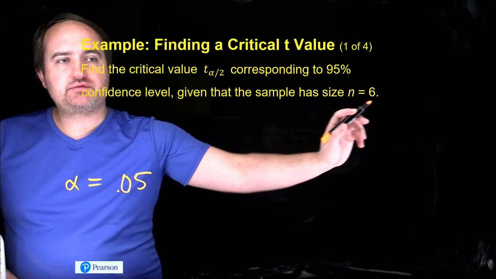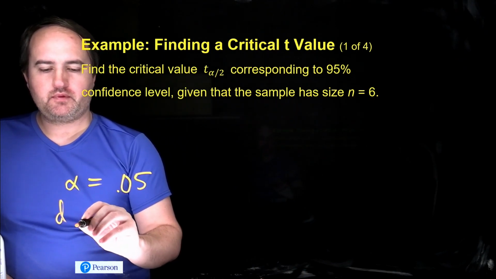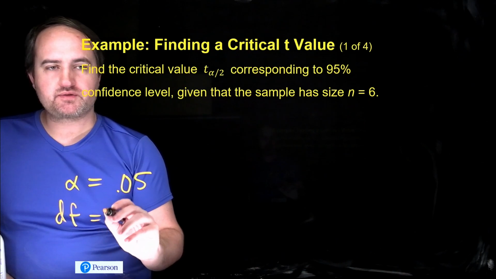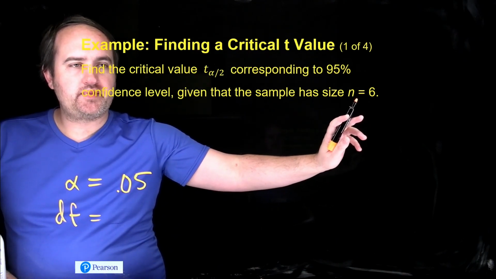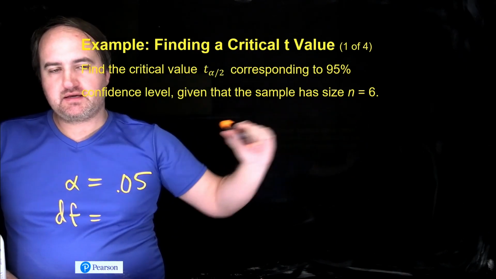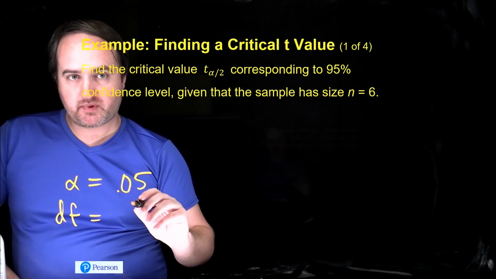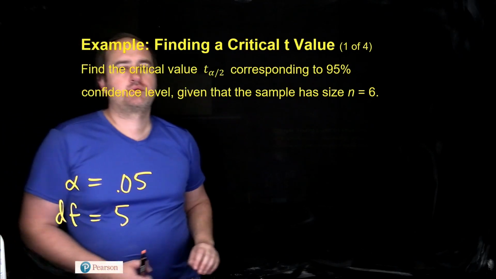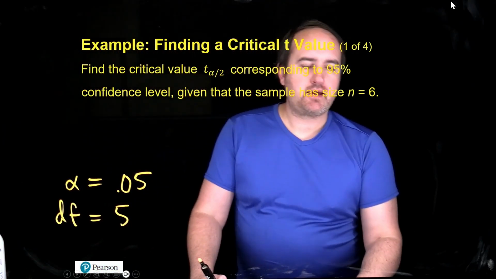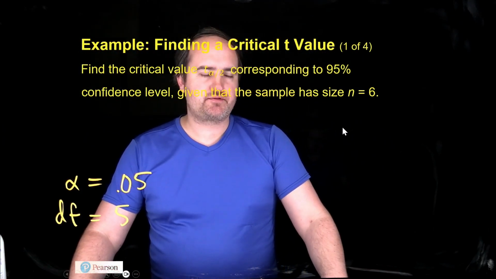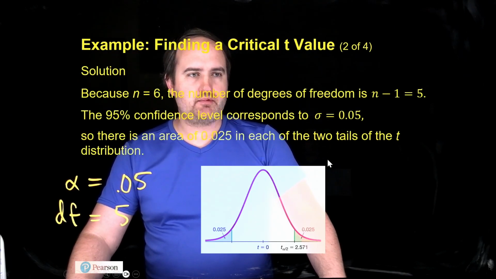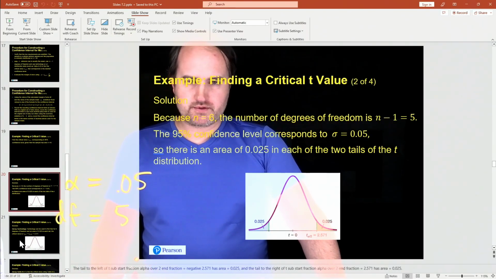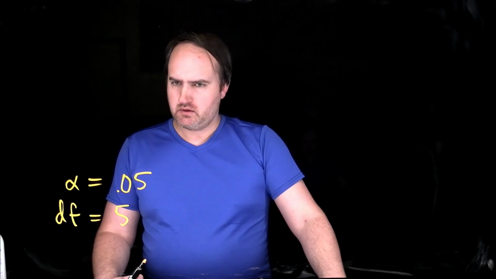And then our degrees of freedom, df, equals n minus 1. So that means since n is 6, df is going to be 6 minus 1, which is 5. Okay? So let's go ahead and close the slides for just a second so we can look at this table. And then we'll return to this slide in just a second.